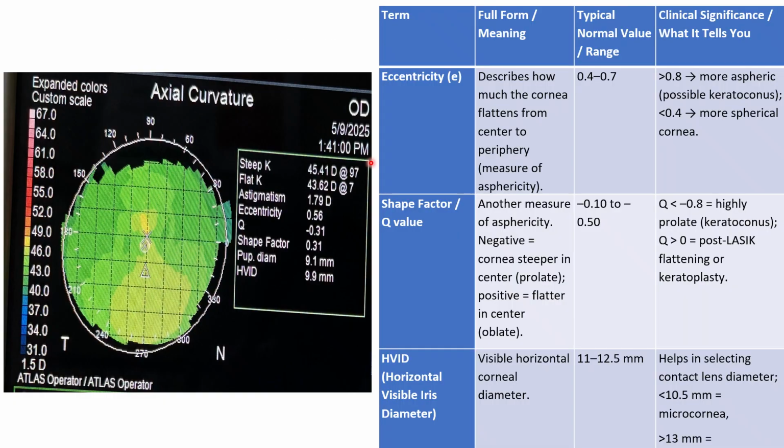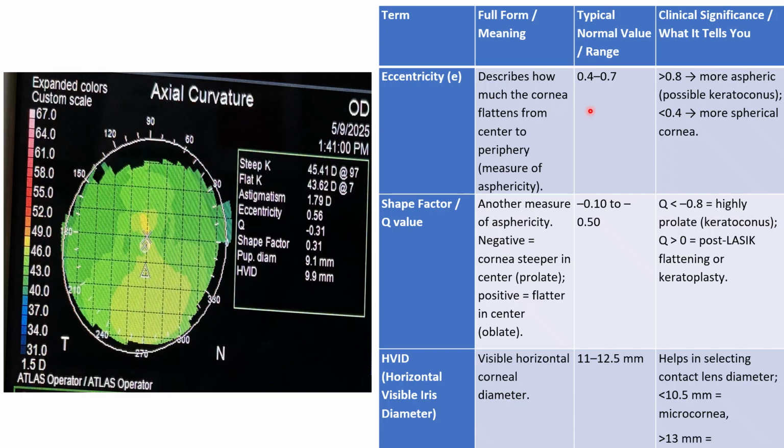Then if we look at this part, here it is written flat K, steep K. What does that mean? Flat K represents the flatter cornea. It represents the two meridians, flat K and steep K. Then we have astigmatism. Astigmatism is the difference between the flat and the steeper curvature. Then we have eccentricity. What does it describe? It describes how much the cornea flattens from the center to the periphery.